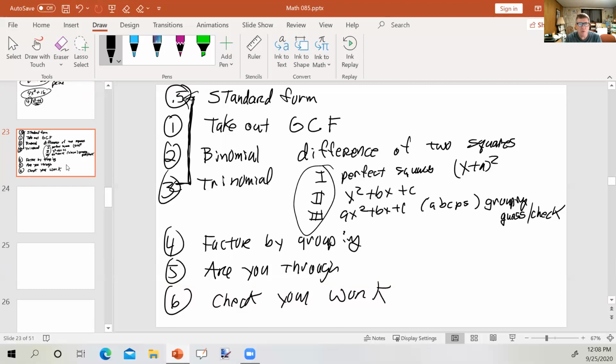2 days ago, we looked at section 6.2, and we looked at trinomials where the leading coefficient was a 1. Yesterday, we looked at trinomials where the leading coefficient was something other than a 1, and we went through and either did grouping or guess and check. Today, we looked at perfect square trinomials.